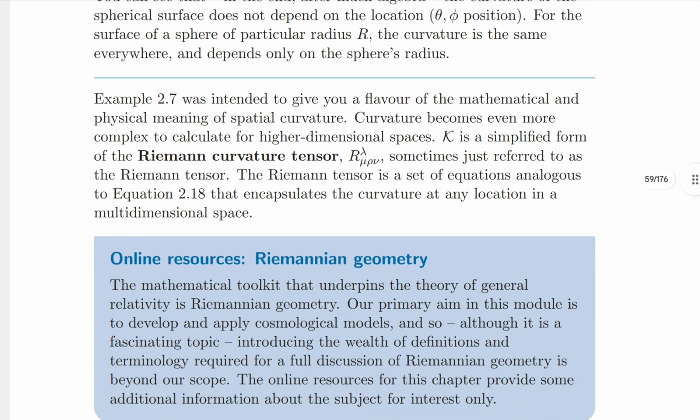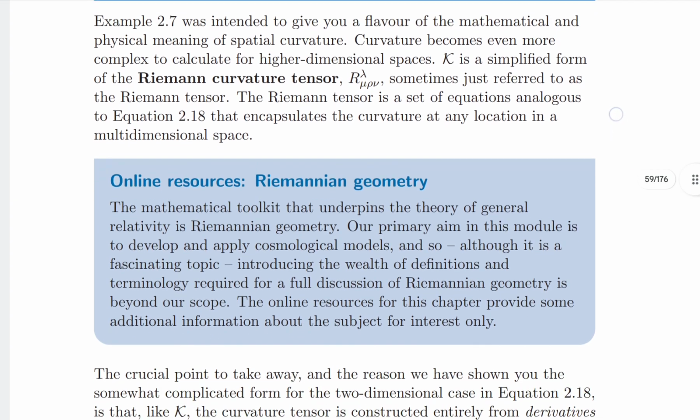Example 2.7 was intended to give you a flavor of the mathematical and physical meaning of spatial curvature. Curvature becomes even more complex to calculate for higher dimensional spaces. K is a simplified form of the Riemann curvature tensor R lambda mu rho mu, sometimes just referred to as the Riemann tensor. The Riemann tensor is a set of equations analogous to equation 2.18 that encapsulates the curvature at any location in a multi-dimensional space.